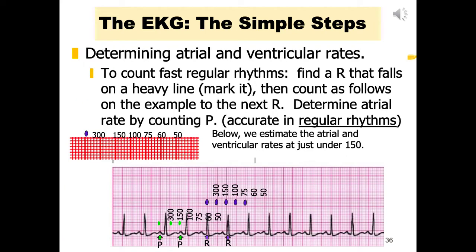In order to count fast rhythms, you find the R wave that falls on a heavy line and mark it, and then count as follows in the example to the next R line. You do the same with the atrial rate by looking at P waves. This, again, is only accurate in regular rhythms. If we look below at our example, we estimate that both the atrial and ventricular rates are just under 150.